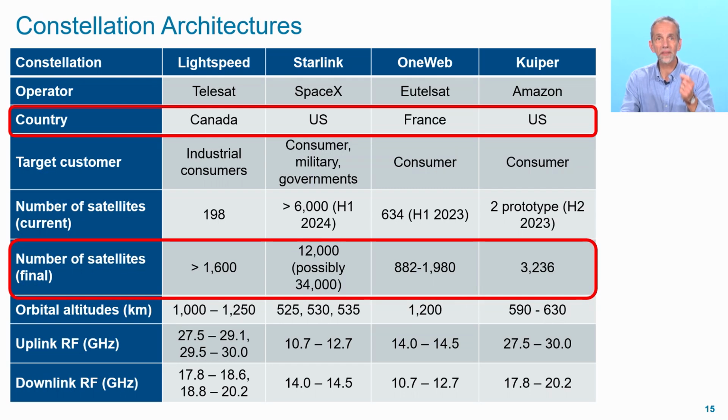In addition, look at the number of satellites that are planned for the final architectures for all of these constellations. And again, this is not an exhaustive list. There will be tens of thousands of satellites orbiting the Earth by the time this is all said and done. This creates real potential for interference. So we'll talk about that in a little bit.